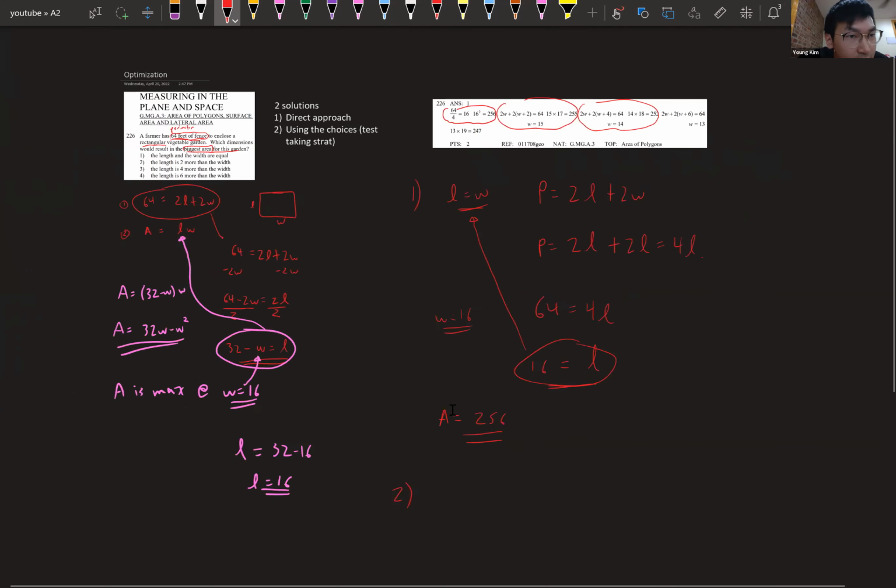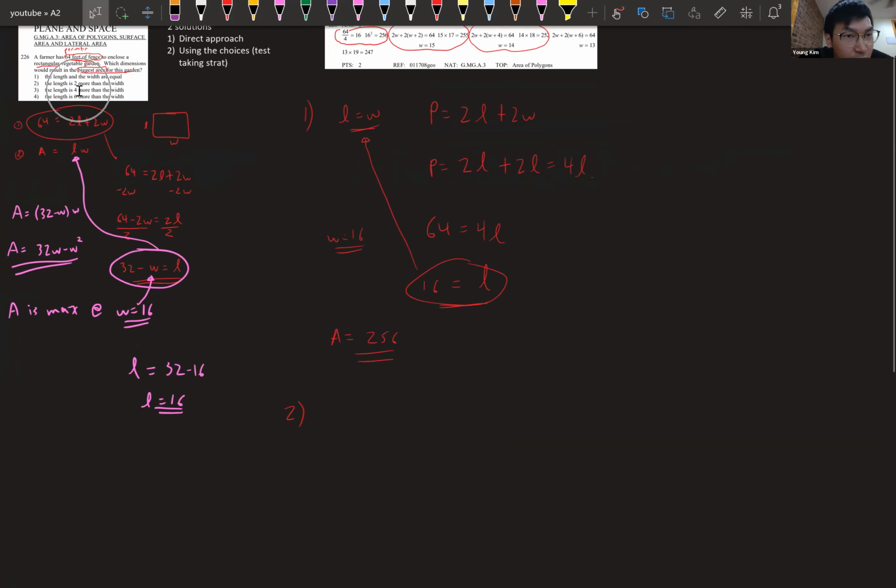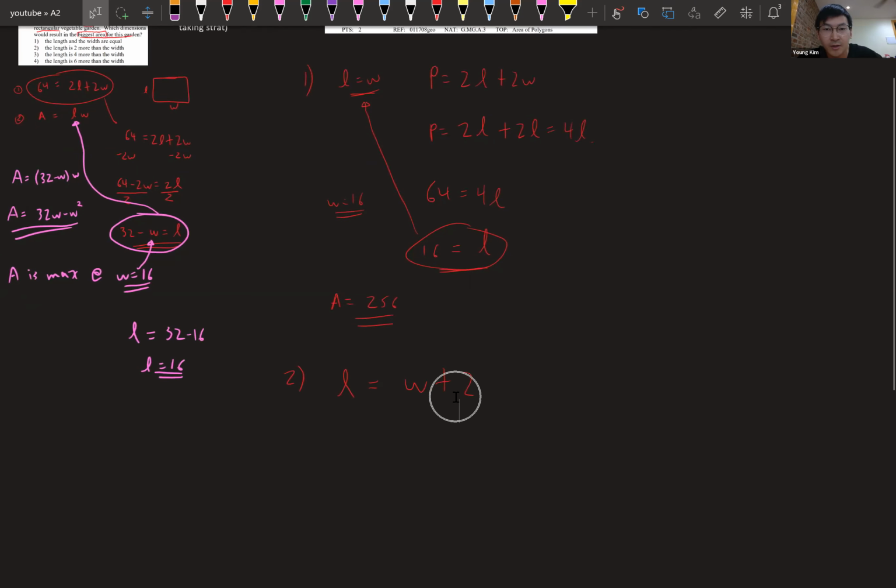What does choice 2 say? The length is 2 more than the width. So that means you can convert that into an equation: L is equal to W plus 2. And then you still use the same stuff here. Okay, so if L is equal to W plus 2 and you plug this back in here with the perimeter 64, so 64 is equal to 2L plus 2 times W plus 2.